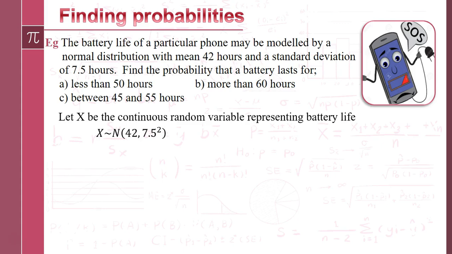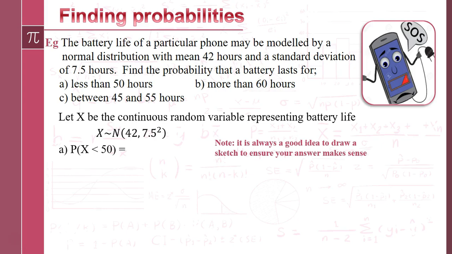First thing I like to do is just define my normal distribution. So we've got x as our continuous random variable. x is normally distributed with our mean, and there's our standard deviation squared. Remember, when we define it like this, we use the variance, the standard deviation squared, so that's 7.5 squared. Right, what we've got to do is find the probability that x is less than 50.